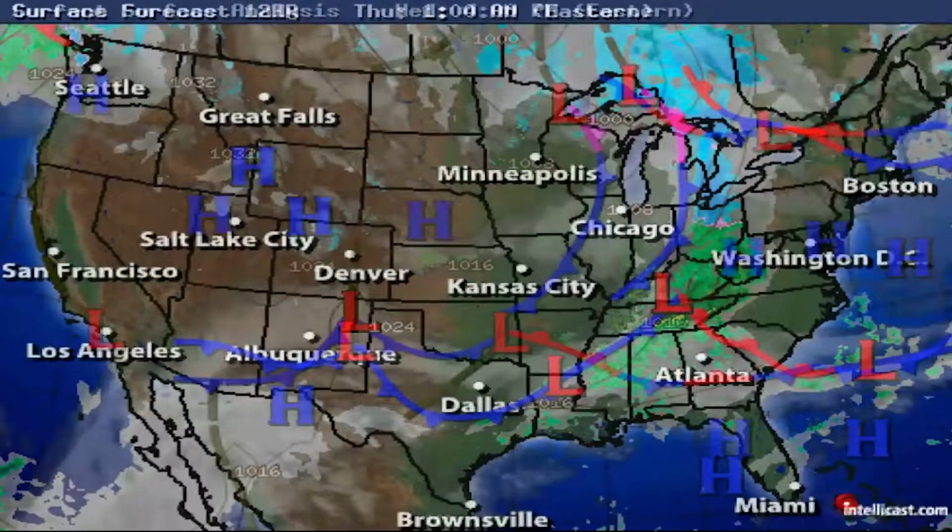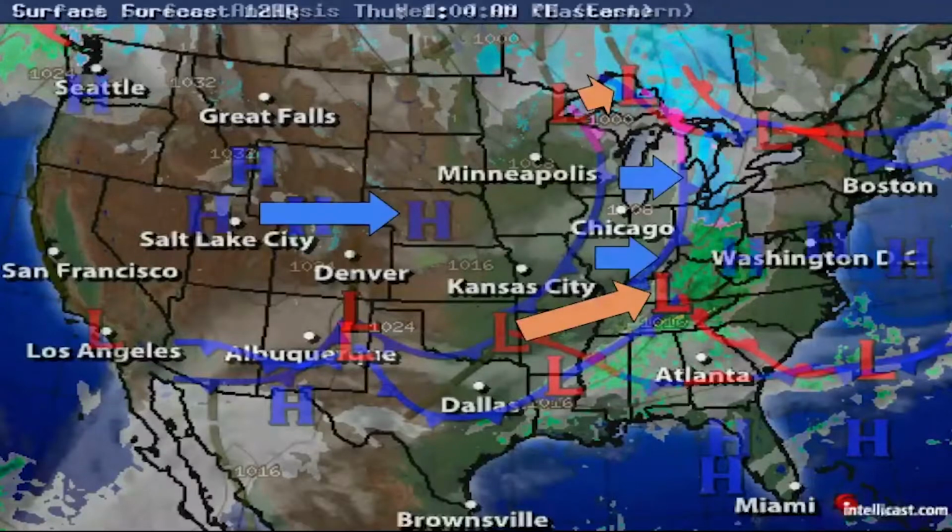There you go. Do you see how the weather systems have moved? There are my two low pressure systems moving from west to east in the zonal flow. There's my front and my high pressure systems behind it moving from west to east. All of this is moving in the same general direction.